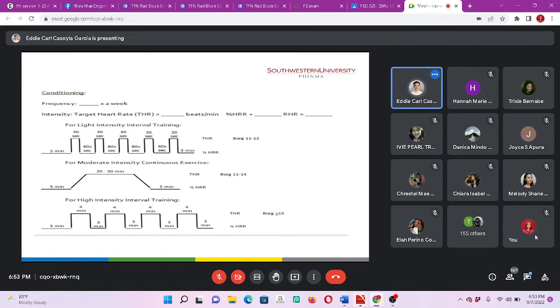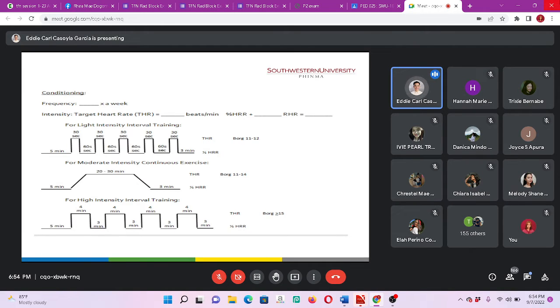Okay, so again, the number of cycles, it will depend on the level of intensity of your program. So again, here for high intensity, 4 cycles. So as you can see, I have 4 minutes, 4 minutes, 4 minutes, 4 minutes. Okay, that's your high intensity. I mean the number of cycles. Okay, and then for moderate, again, the reason why it's 1 number of cycles is because for moderate intensity, class, this is what we call continuous exercise.